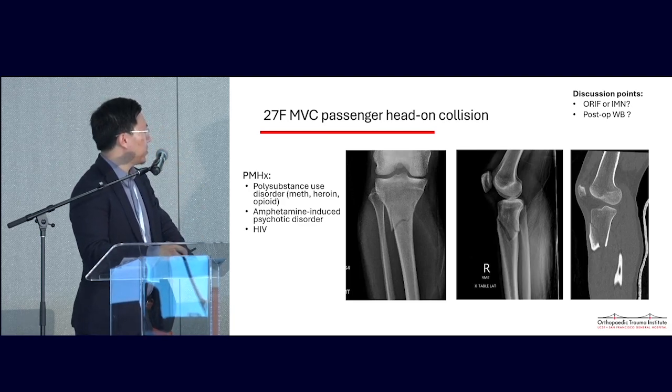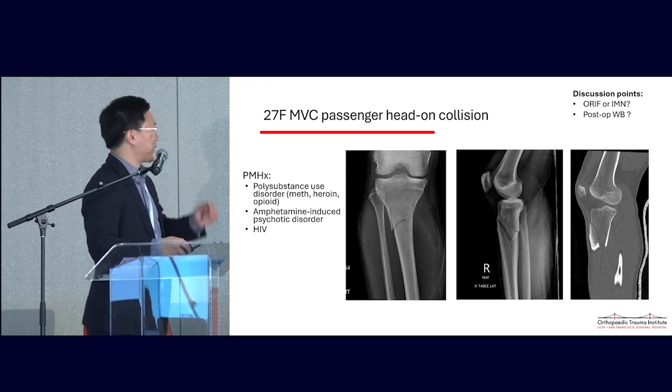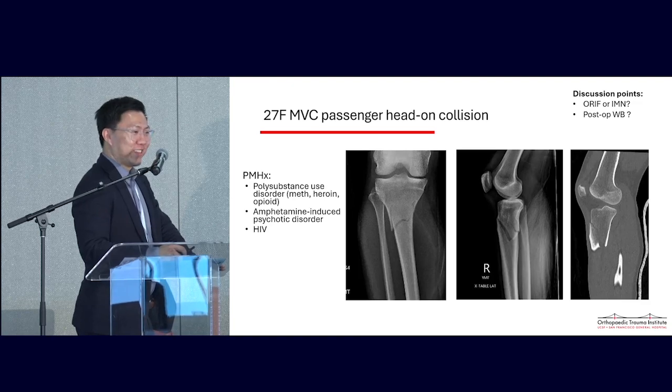So this is a patient. She's 27. She was involved in an MVC, a passenger in a head-on collision. In terms of her medical conditions, she has polysubstance use disorder using meth, heroin, and opioids, and she has a history of amphetamine-induced psychotic disorders. Anything else? That's about it. She has a car, so that's going for her.